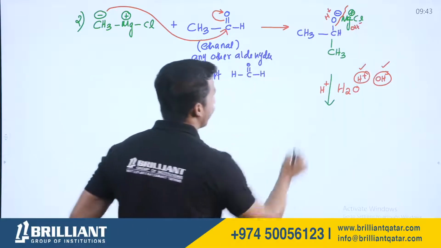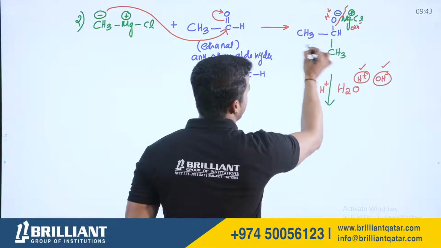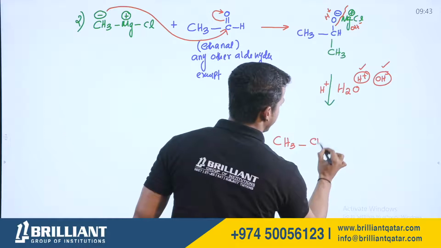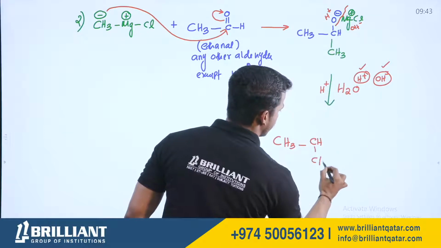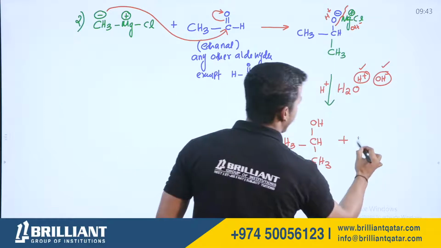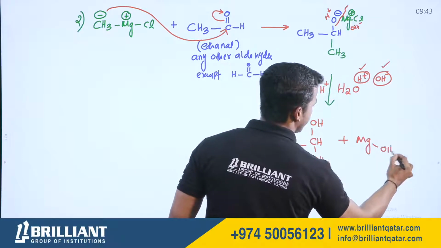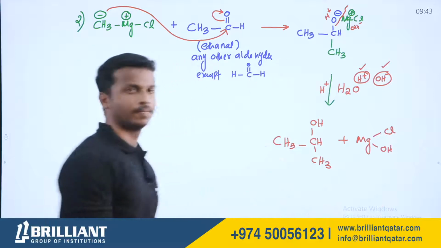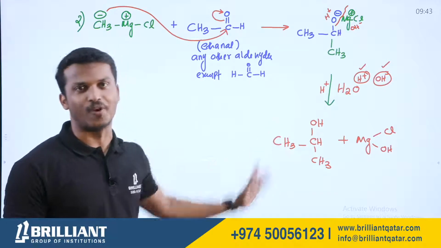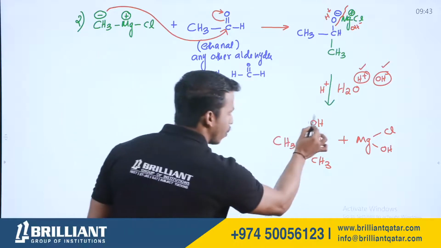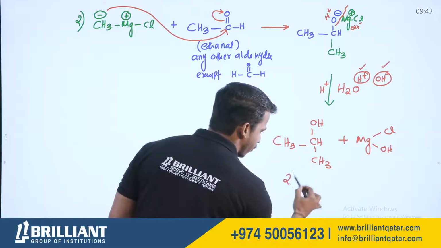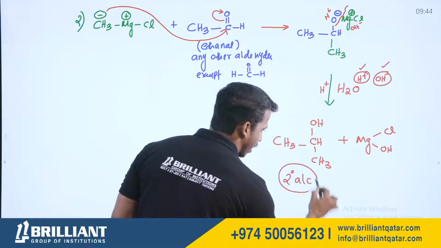So let me write the product, all of you. I'm just writing here, starting from here: CH3, CH, CH3, and here we have OH, plus the byproduct, MgOHCl. Correct? Here, can you identify which type of alcohol is forming? The alcohol-connected carbon is this one. It is directly connected to two carbons. Therefore, we are getting a secondary alcohol.